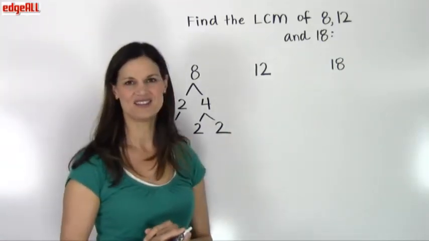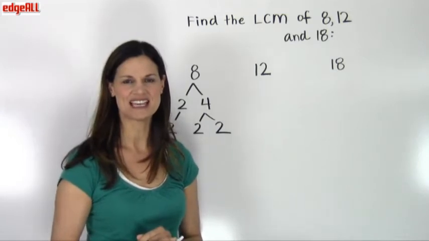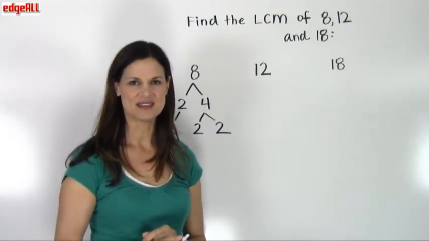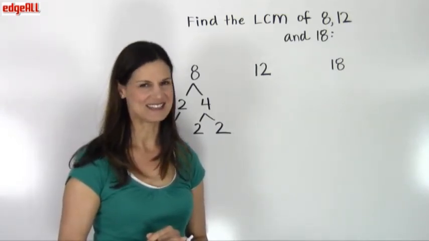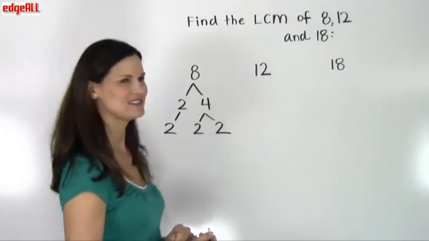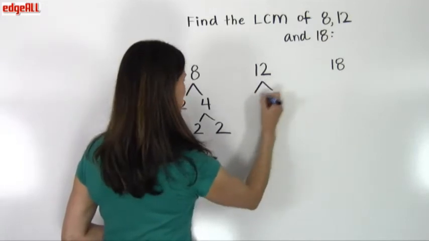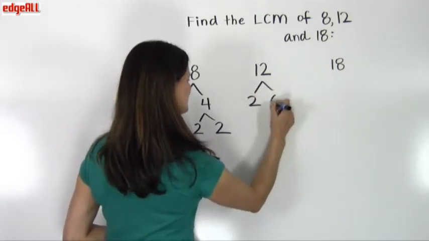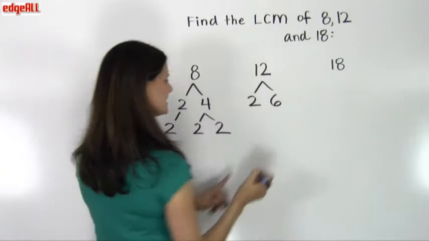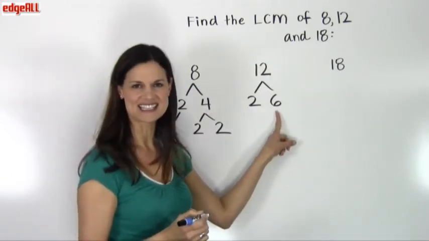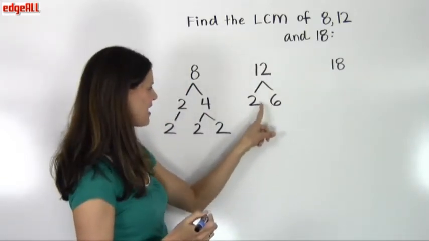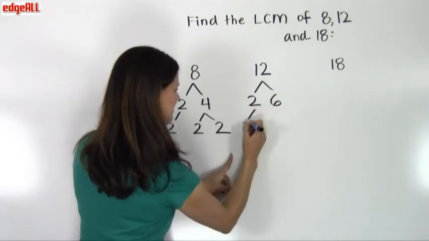Let's break 12 down into its prime factorization. 12 is also an even number, and so it's divisible by 2. 12 divided by 2 equals 6. So I can break my 12 down into 2 times 6. 6 can still be broken down. 6 is not a prime number, and so I will leave my 2 here.